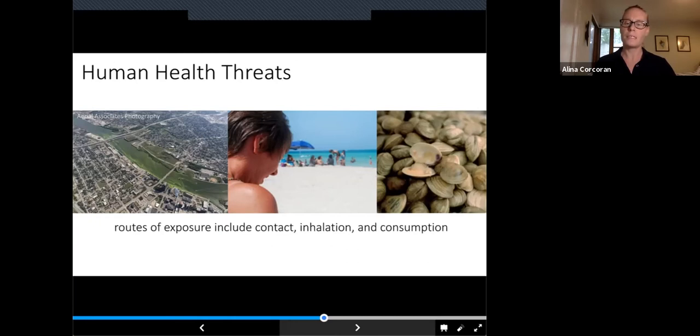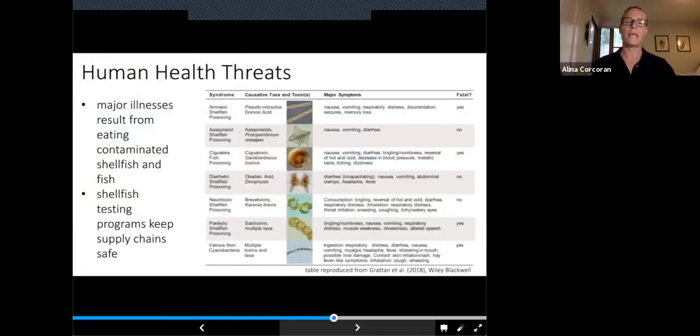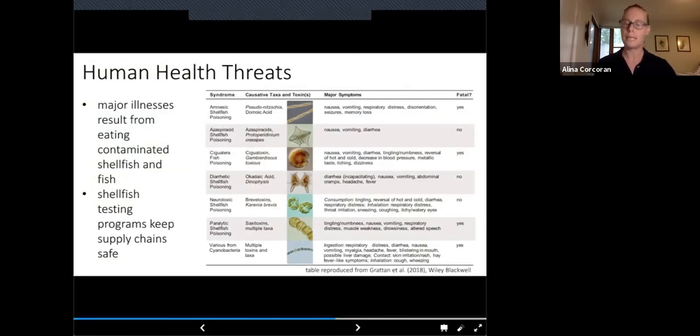And the third route of exposure is consumption. So we can be exposed to toxins by drinking contaminated water or eating contaminated shellfish and occasionally fish. And this table illustrates some of the different poisoning syndromes associated with both marine and freshwater harmful algal bloom taxa. And you can tell by some of their names that these symptoms are just not pleasant. Some of these syndromes are fatal.